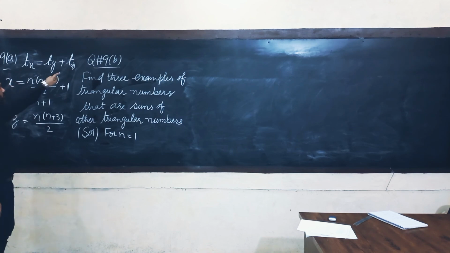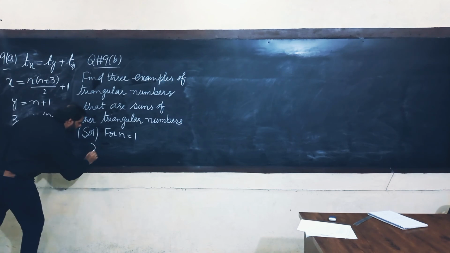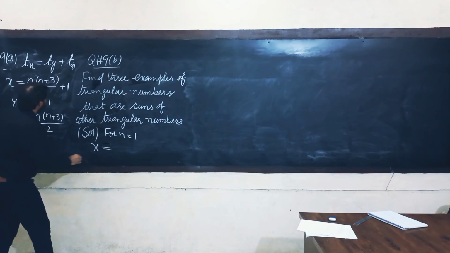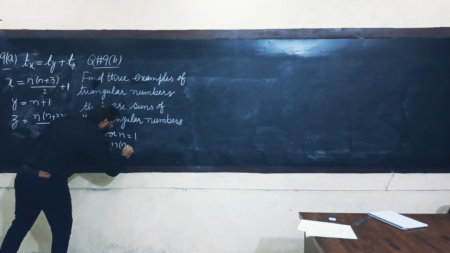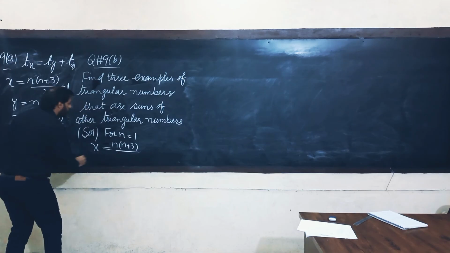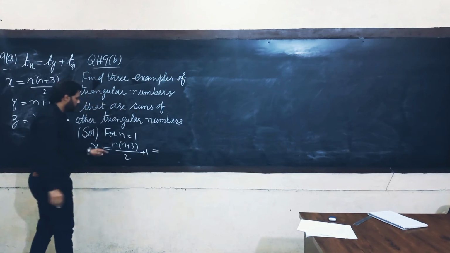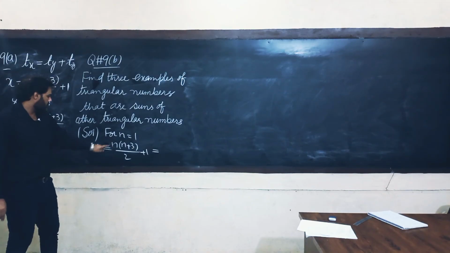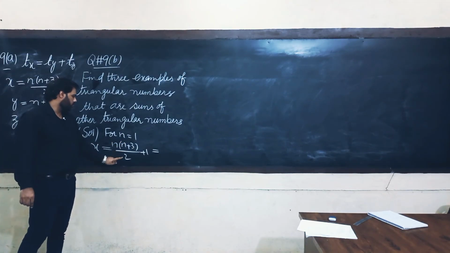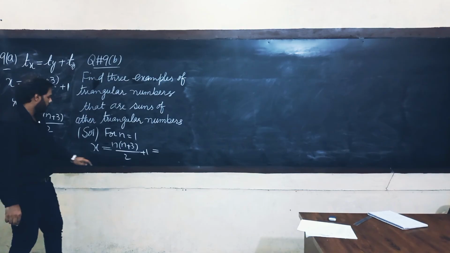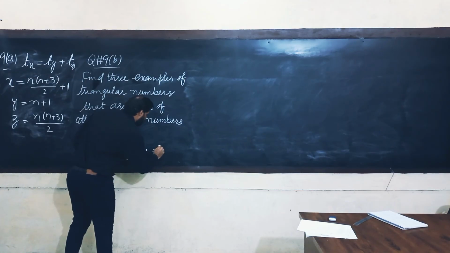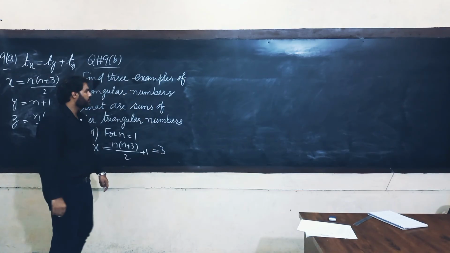The sum of two triangular numbers is equal to a third triangular number if x is equal to n into n plus 3 over 2 plus 1. When you put n is equal to 1 here, this is 4 by 2, which means 2 plus 1. This is 3. So the value of x is 3.